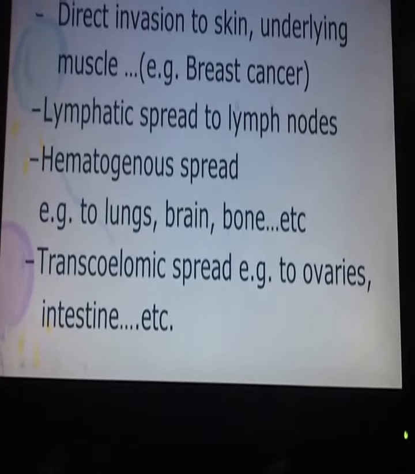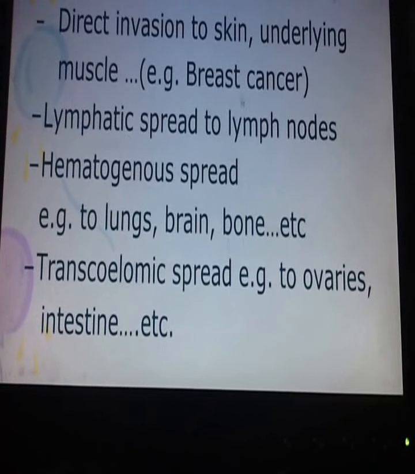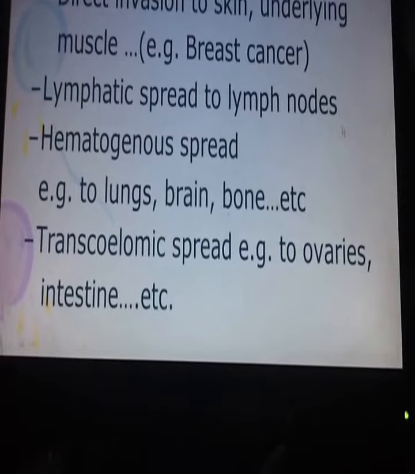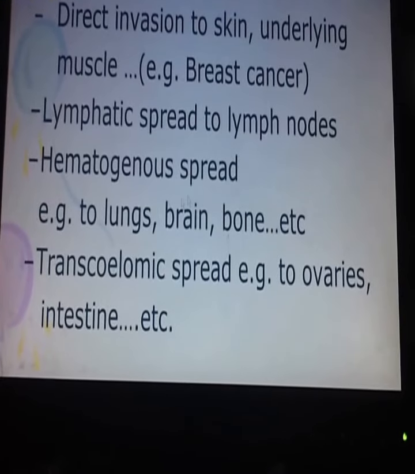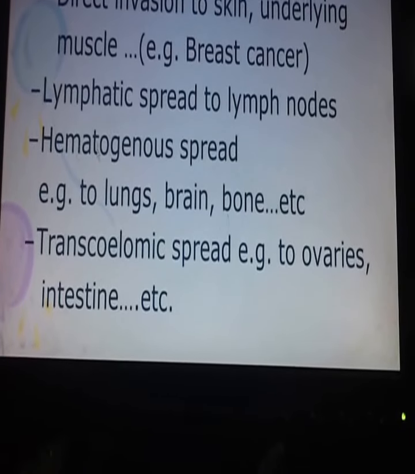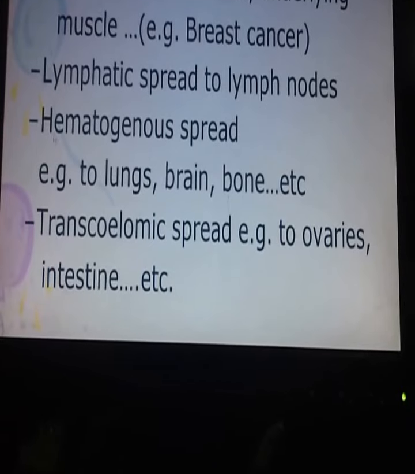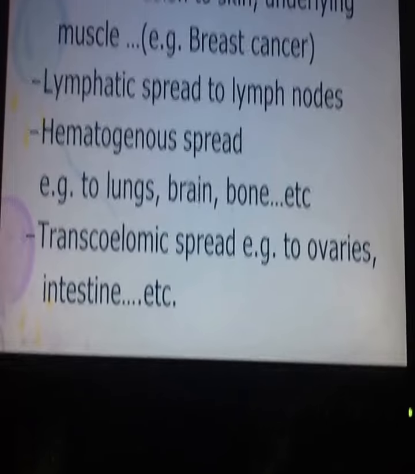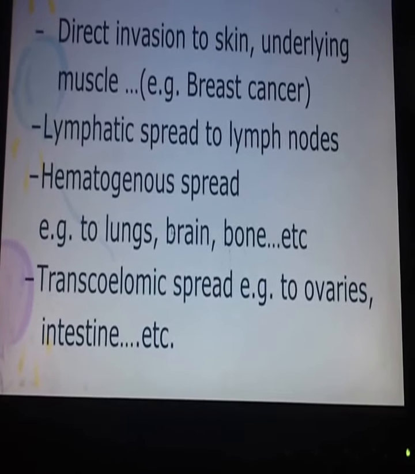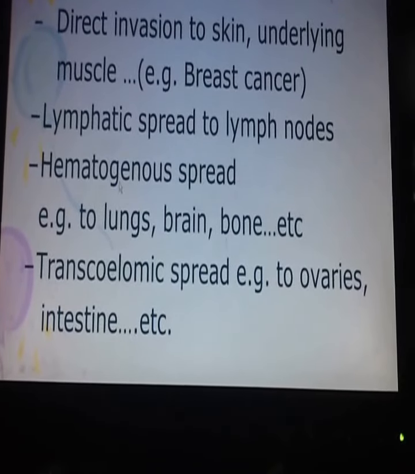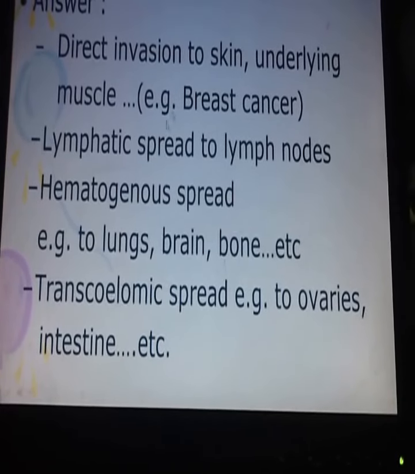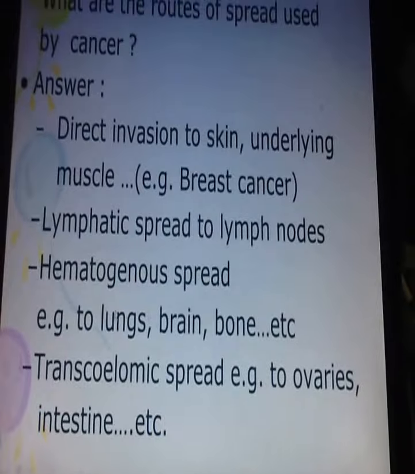Lymphatic spread, which will eventually lead to lymph node metastasis. We saw lymphatic spread in the case of breast cancer. And we have hematogenous spread, spreading through blood vessels, not lymphatic channels, which might lead to lung metastasis, brain or bone metastasis, or any other, such as the liver metastasis we saw earlier. So a colon will drain into the liver through the portal vein and might lead to hematogenous spread into the liver.